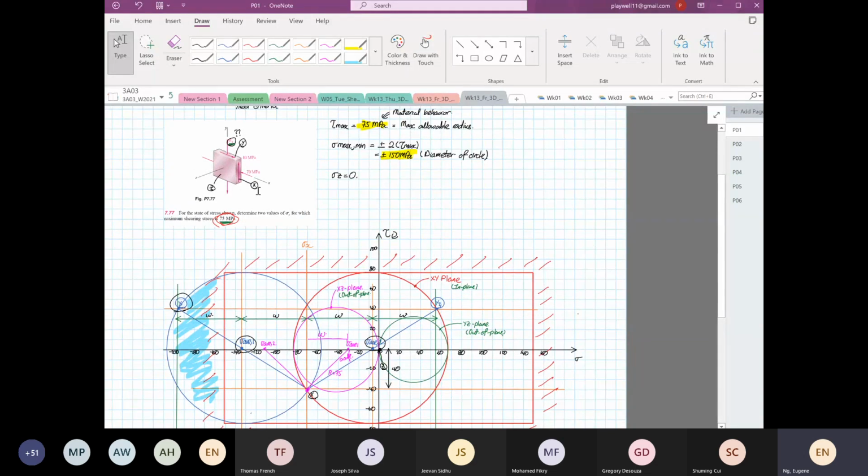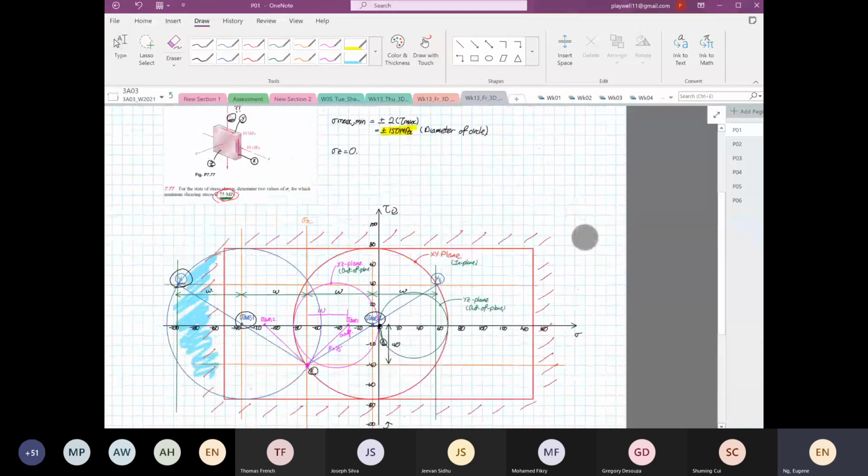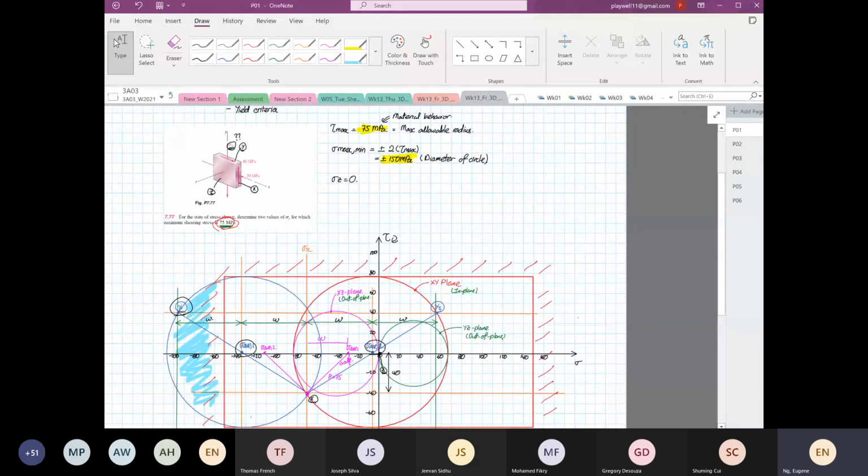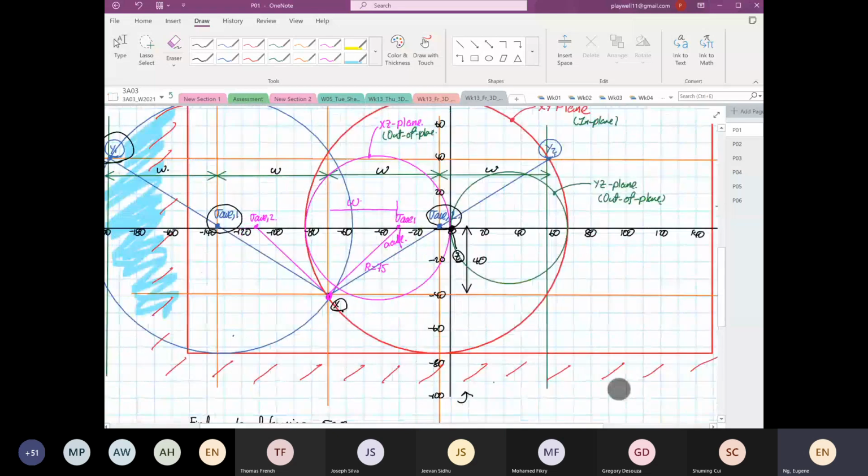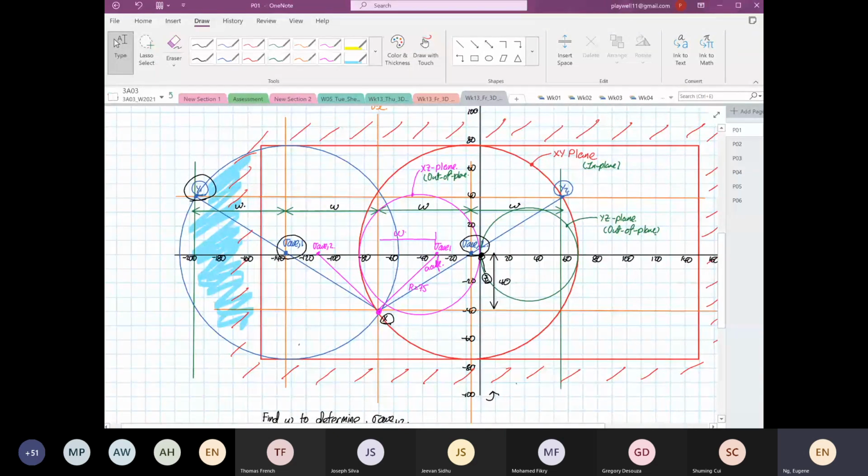we only have found one value. We have to find another value, so we're not done yet. Before I go on, any questions regarding this Mohr circle over here or this problem set? Anyone? No, I don't hear anything, so it's okay.